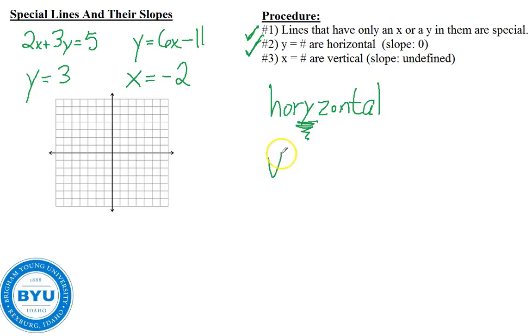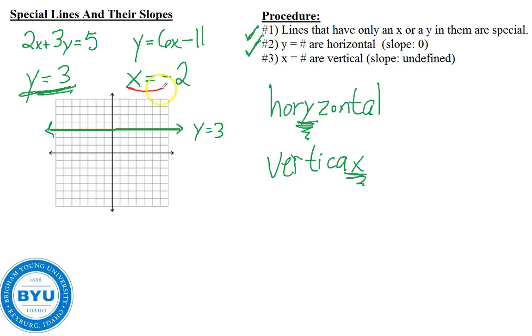If it's an x equals line, it's vertical. Or I sometimes spell vertical wrong. I spell it with an x, verticax. So I know that y equals 3 is horizontal and x equals -2 is verticax. So we can graph each of these. If I were to graph y equals 3, it would be a horizontal line. This is y equals 3. And if I needed to graph x equals -2, that would be a verticax line at -2.